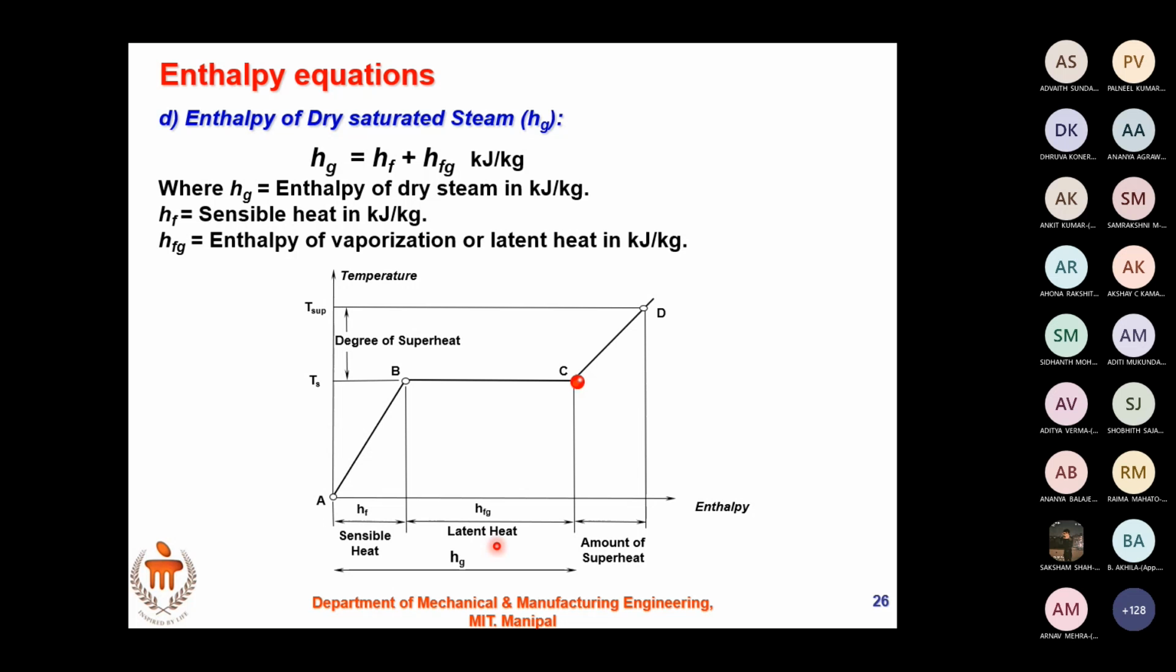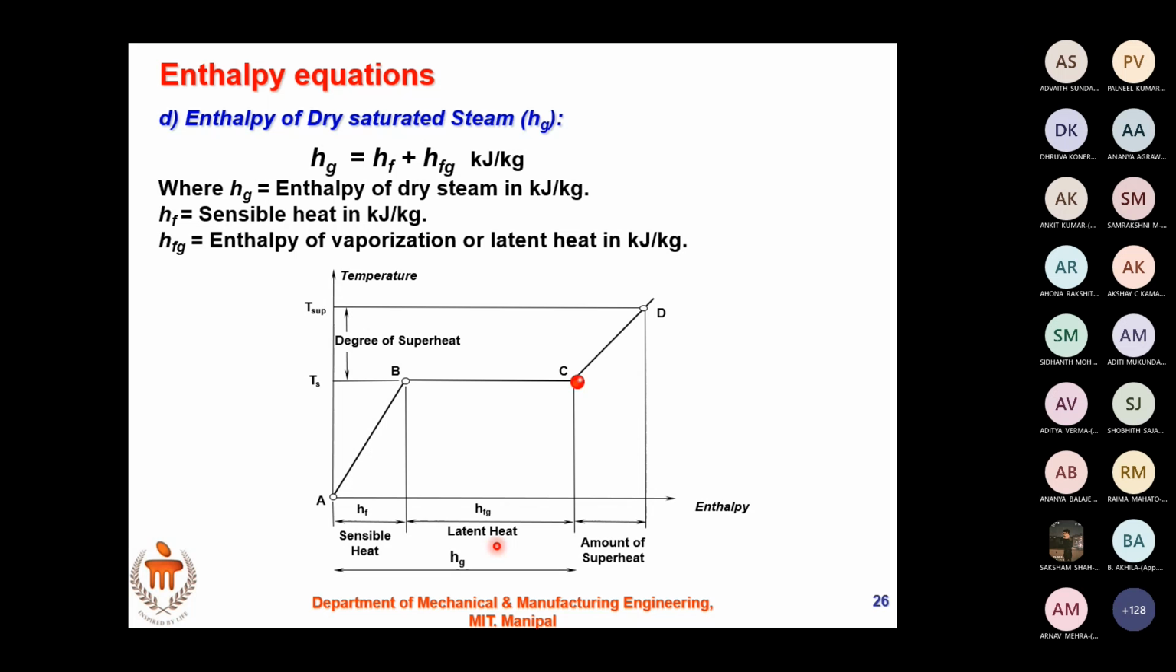So generally what we say? Sensible heat only has water in the liquid phase, whereas latent heat has wet steam, so it is both liquid and gaseous. Right. Any other answers? Sensible heat is used to increase the temperature, whereas latent heat is used to change the phase of the substance. Yes, correct, exactly.